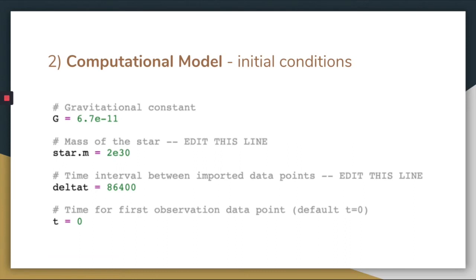Now moving on to the computational model. You can see here where I've set my initial conditions. Special attention should be paid to the mass of the star, which is a known value, and the time interval, which I've set to 86,400, the number of seconds in a day.